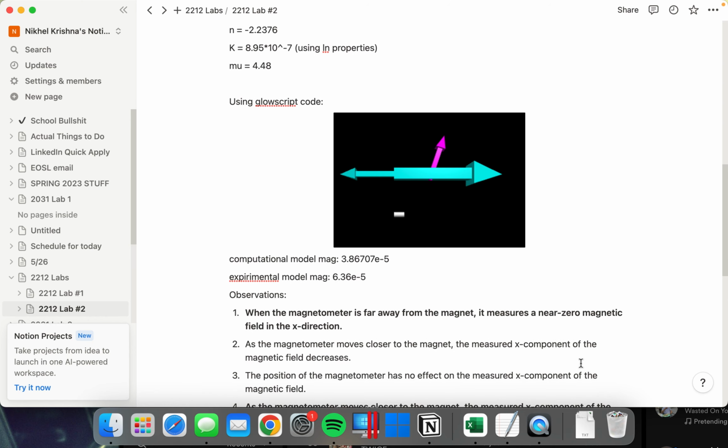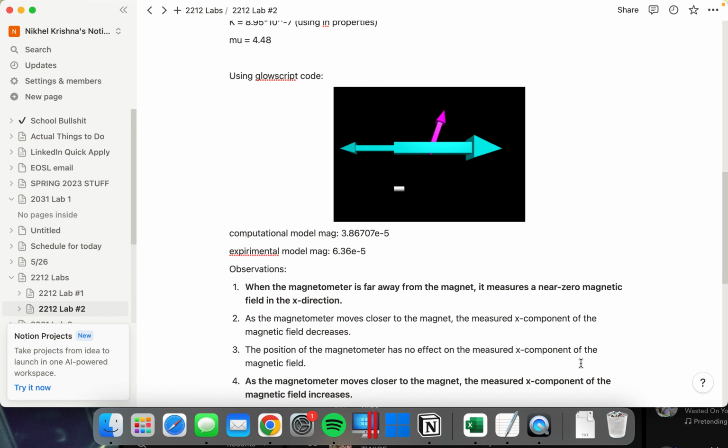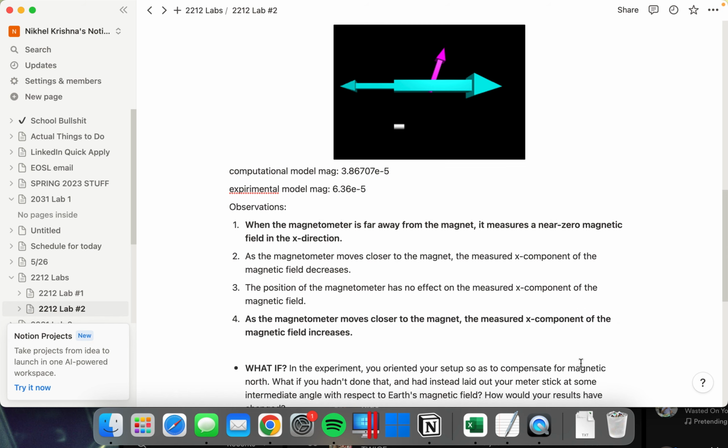What I noticed with the general values is that when the magnetometer is far away from the magnet, the magnetic field measurement tends to decrease a lot, and as it moves closer to the magnet, the x component of the magnetic field increases.